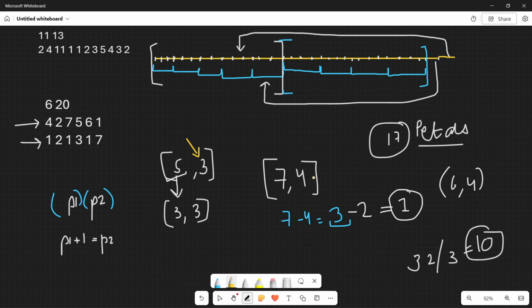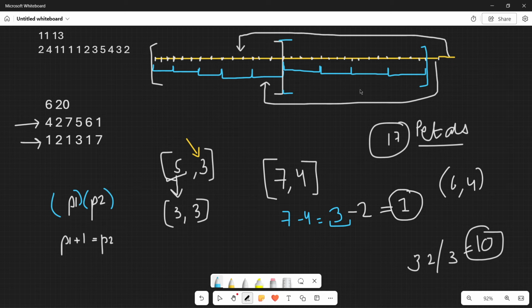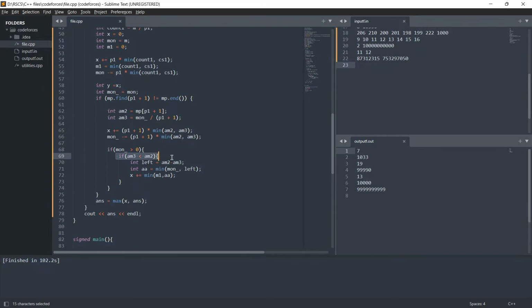If I'm having remaining money, then what I will do, I will simply check if I'm having remaining number of flowers of bigger size, because then I am increasing the flower of bigger size only. That's what I will be checking. If I have left with some number of bigger flowers, yes, if it is true, then I will find the number of leftover flowers. Okay, I will count the number of leftover flowers.